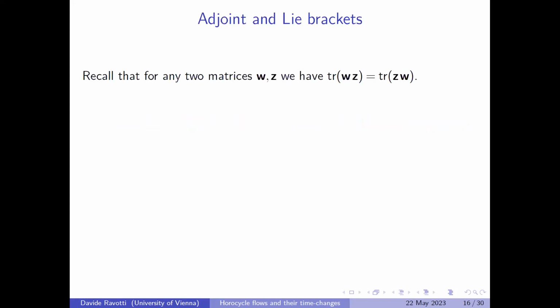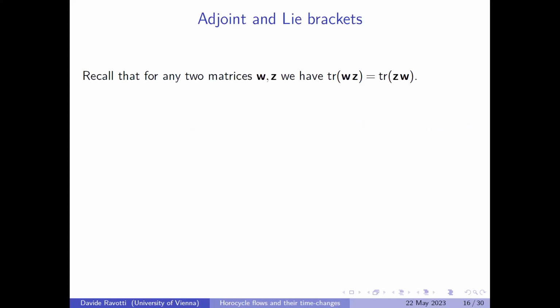Okay, so let's start from the adjoint. It's a fact from linear algebra that if you have two matrices, the trace of W times Z is equal to the trace of Z times W.